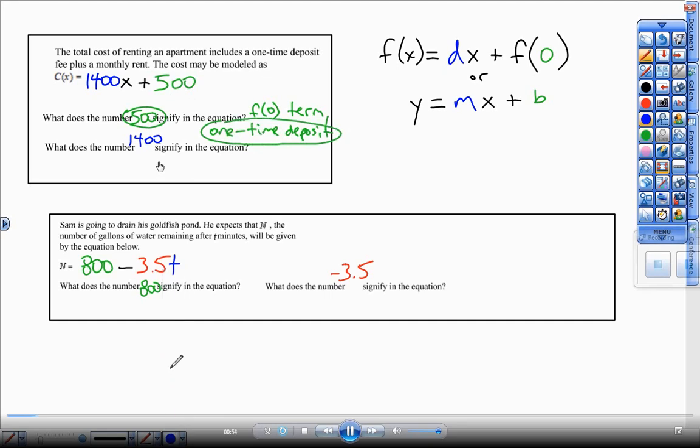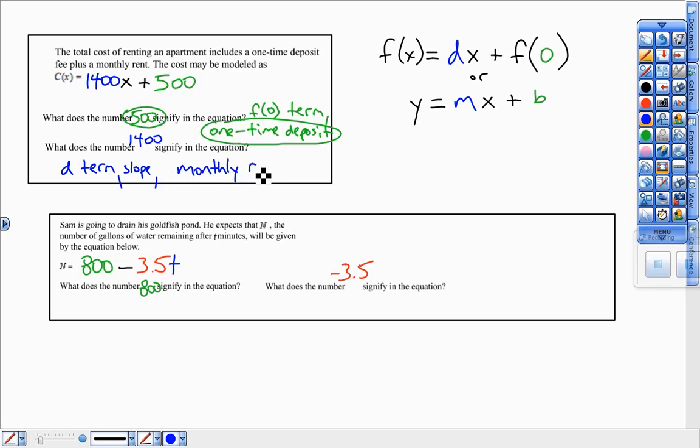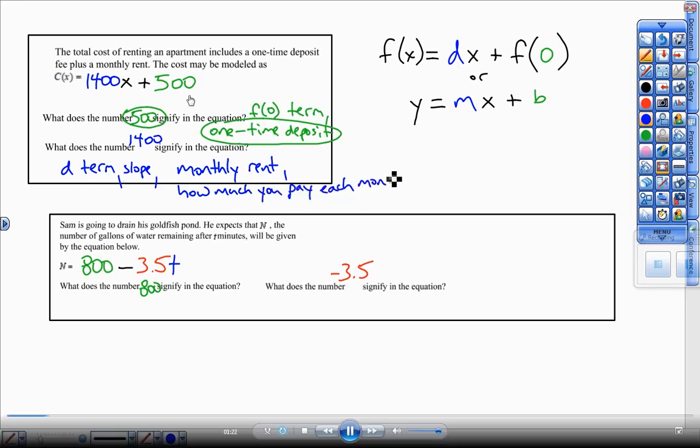That 1400 is the common difference between each month, is the rate of change, is the slope, is the number that goes in front of x in both equations. So again, that 1400 is monthly rent, or how much you're paying each month. Again, that is the number in front of x. The number in front of the variable is always your rate of change. The number by itself is always the y-intercept, or the starting point.